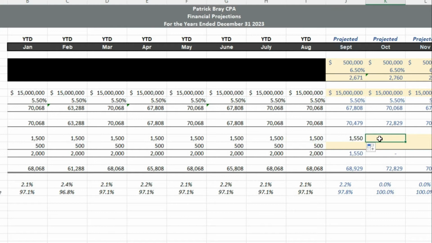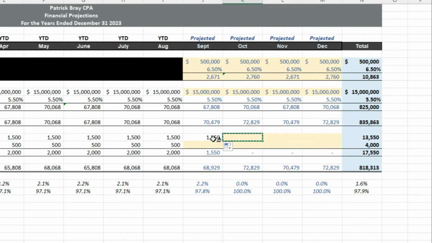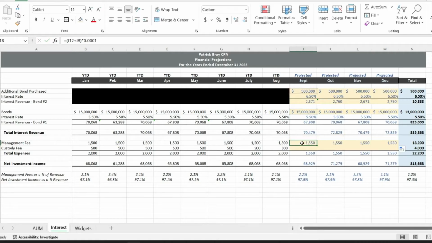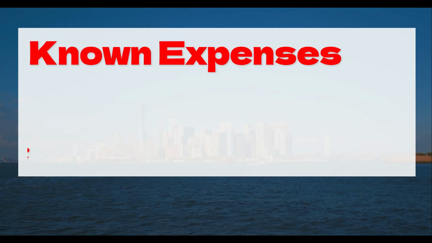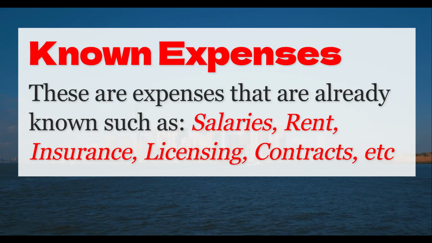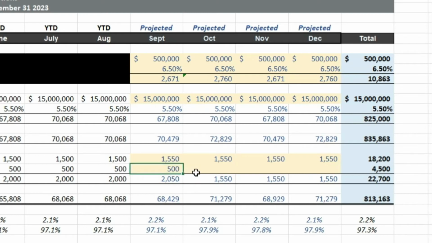So we're going to run out the 1 basis point per month fee on our bonds. And then if you've noticed, we've layered in an additional $500,000 bond that's earning 6.5%. So we're going to take the $15 million of bonds that we previously owned plus the new $500,000 bond at 6.5%. And we're going to multiply that by 1 basis point for September, October, November, and December. And then the custody fee, since it's a known $500 flat fee, we're going to run that out for the rest of the year.